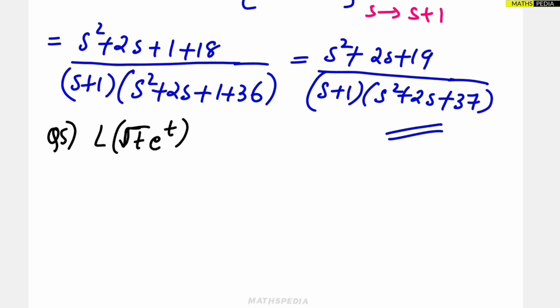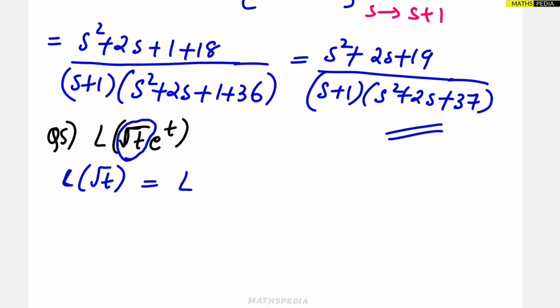Now we will take the whole problem and conclude. Okay. So here, first you have to find the function of t. What is the function of t here? Whichever is sitting beside e power at. So root t is sitting. So we have to first find the Laplace transform of root t. How to find it? We have already discussed that in the previous video.